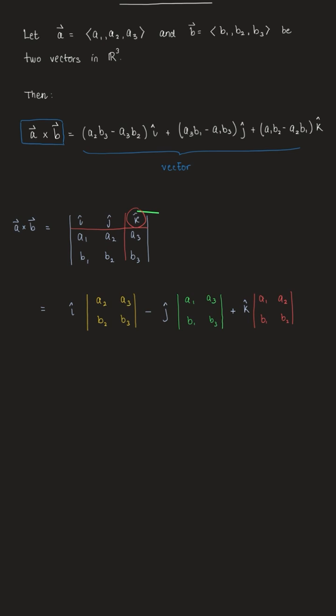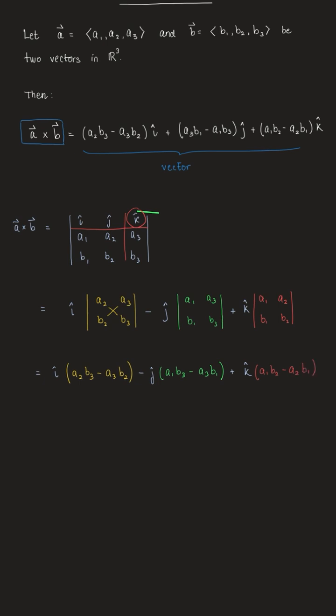All right, we can continue to expand this. So this will give us I hat, and the first component of the resulting vector will be the 2 by 2 determinant, A2 B3 minus A3 B2. Now we've got minus J hat, and we'll calculate the 2 by 2 determinant, which is A1 B3 minus A3 B1. And finally, plus K hat, and we will calculate that 2 by 2 determinant, which is A1 B2 minus A2 B1.